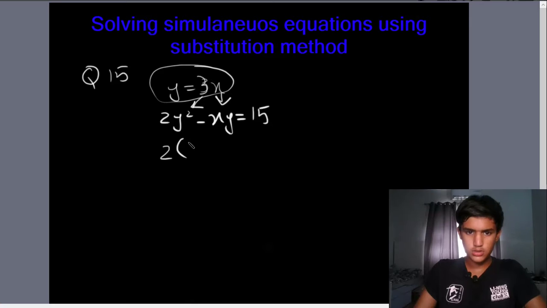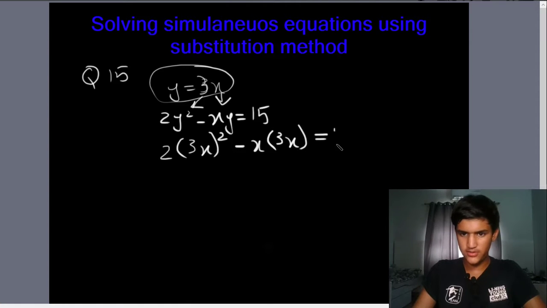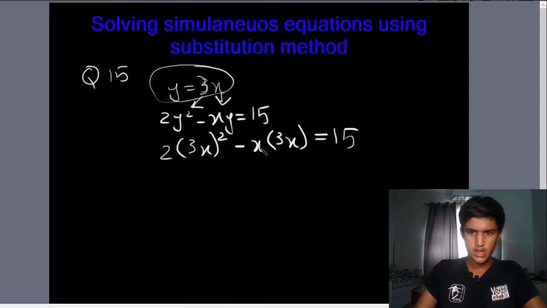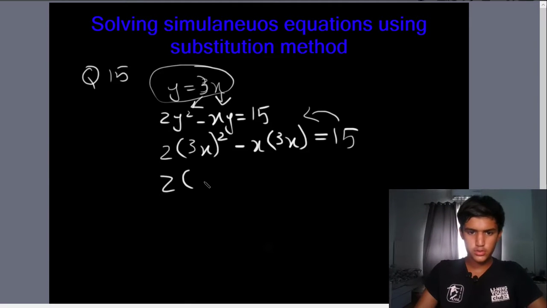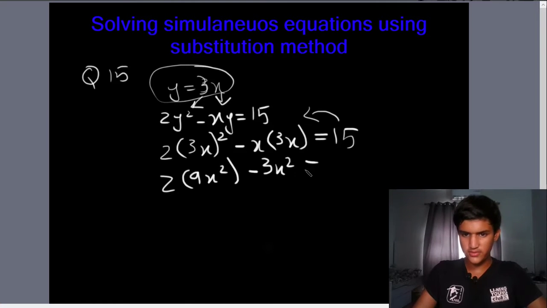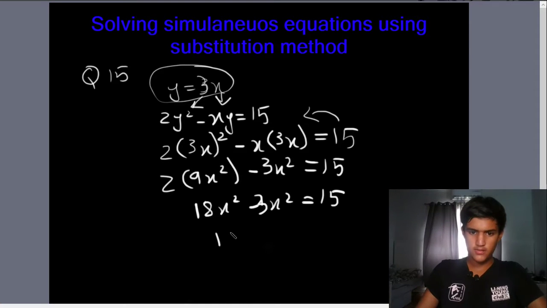So it will be 2 into (3x) whole squared minus x into 3x is equal to 15. There is no point in shifting 15 from this side of the equation to the other side, because you will see that in a bit. So 2 into 9x squared minus 3x squared is equal to 15. 18x squared minus 3x squared is equal to 15. 15x squared is equal to 15.